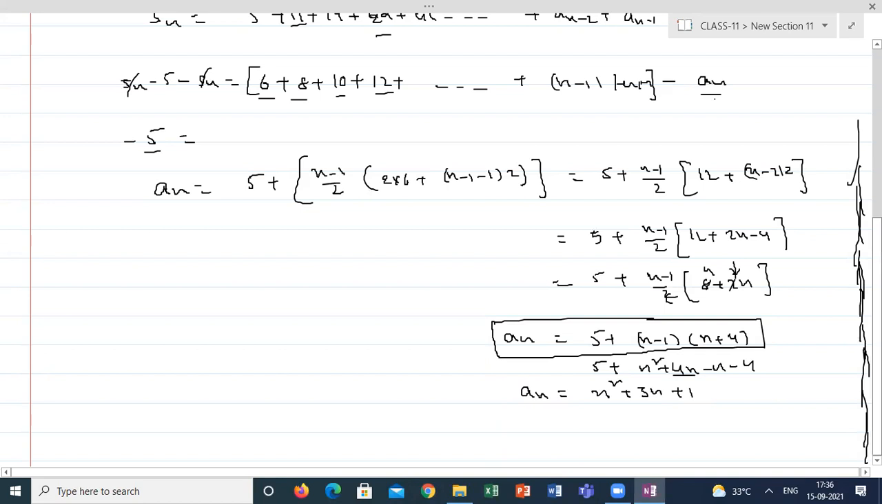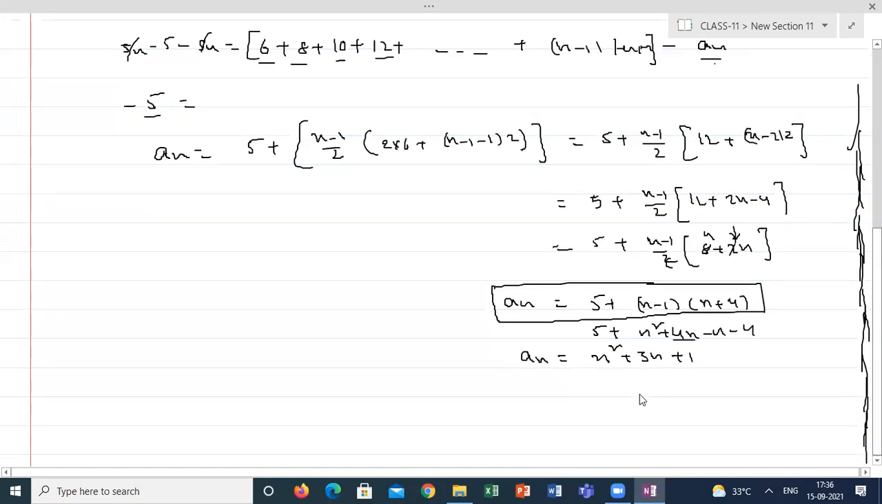So if I am substituting n is equal to 1, you will get a1. How much will I get? a1 is equal to 1 plus 3 plus 1, 5. n is equal to 2, how much will I get? a2 will be equal to 4 plus 6, 10, 10 plus 1, 11.